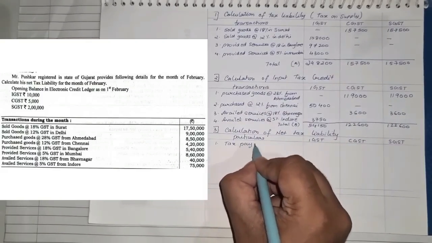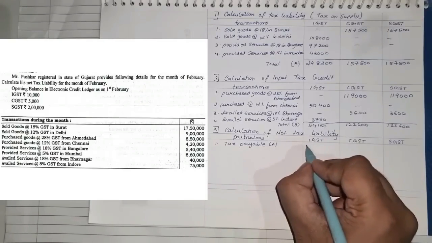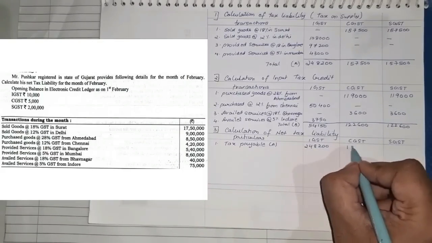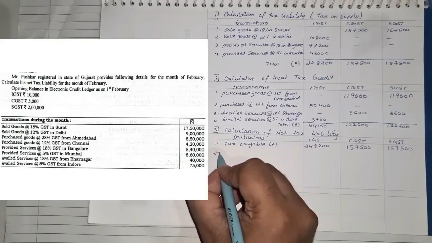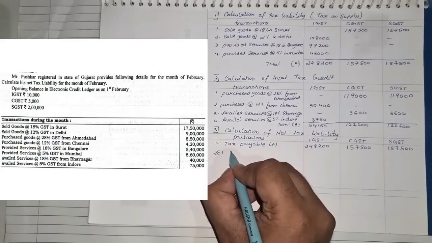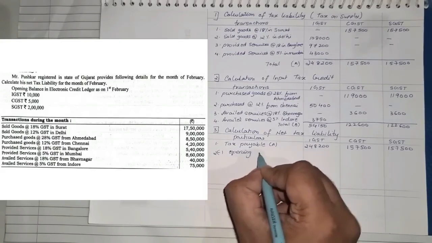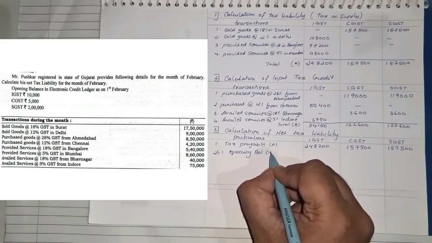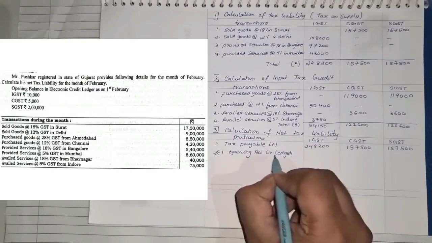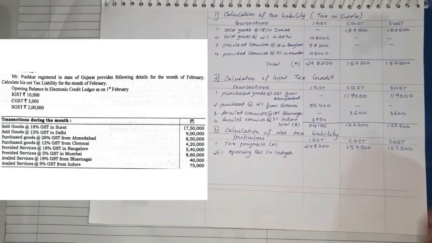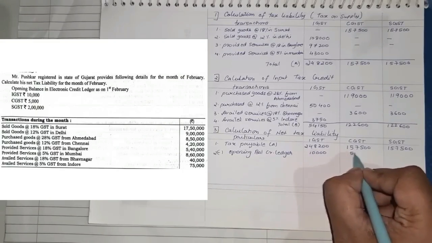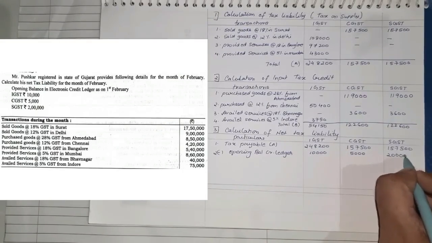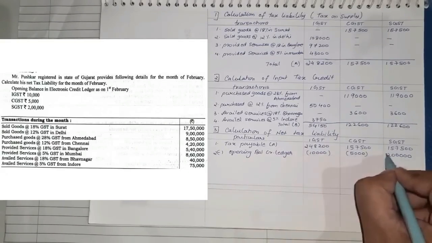Okay, so tax payable, that is nothing but the part A answer, that was 2,48,200, 1,57,500 and another 1,57,500. Step number 2 will be less opening balance of electronic credit ledger. The values which are given in the electronic credit ledger are 10,000, 5,000 and 2 lakhs. Remember, this is less, so it all will be in brackets.